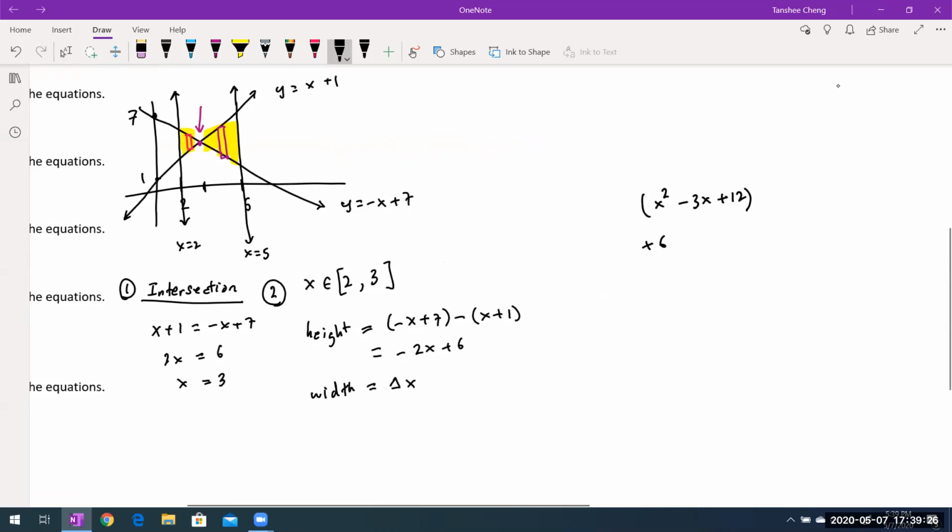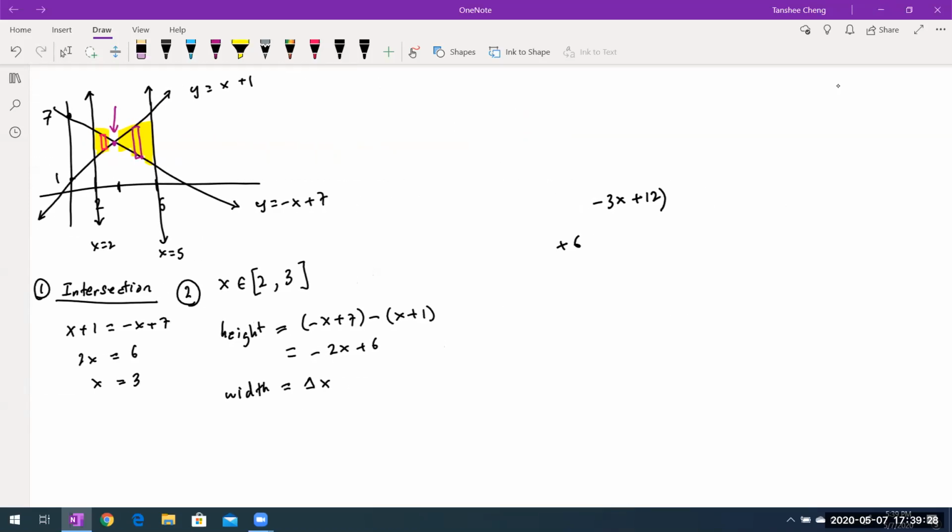So now we want to look at the second portion. Before that, I'm going to start setting up my integral so that you can see what's going on. So my step 3, my integral, is basically going to be the total area. The first one, from the first little triangle, is 2 to 3. The height will be negative 2x plus 6 times the width, which is delta x, or dx.